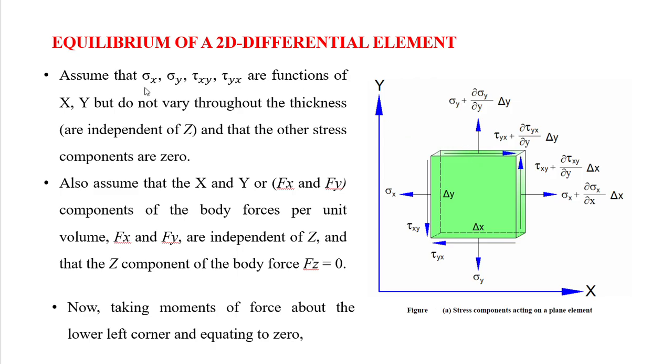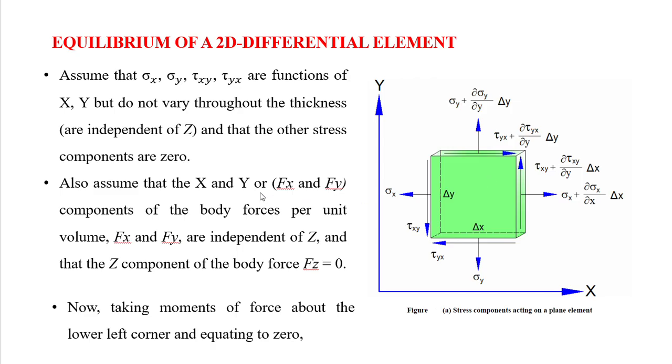You can see here sigma x, sigma y, tau xy and tau yx are the stresses of the element. I assume the stresses acting on this particular body, the normal stresses as well as shear stress components, are functions of x and y directions but do not vary throughout the thickness. In the z direction there won't be any considerable thickness. We neglect the thickness in that direction, and the other stress components are zero. Then sigma z becomes zero. Why? Because the thickness of this body we are assuming as zero.